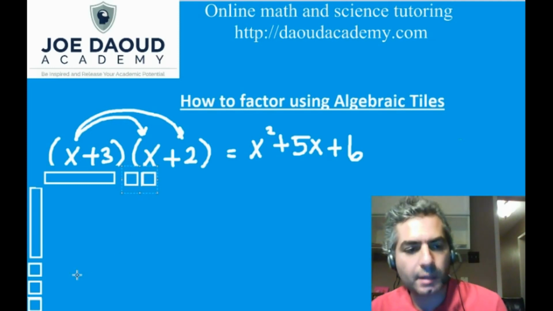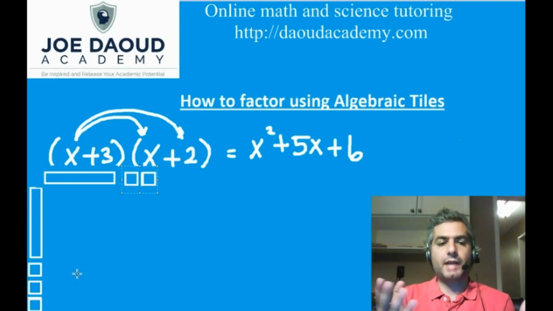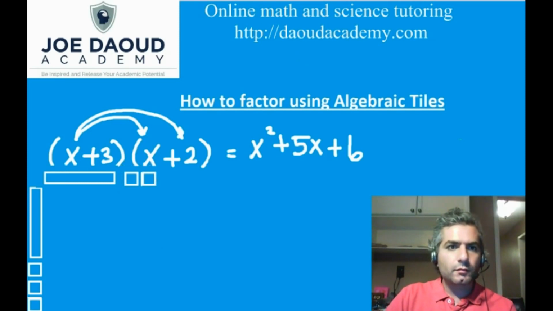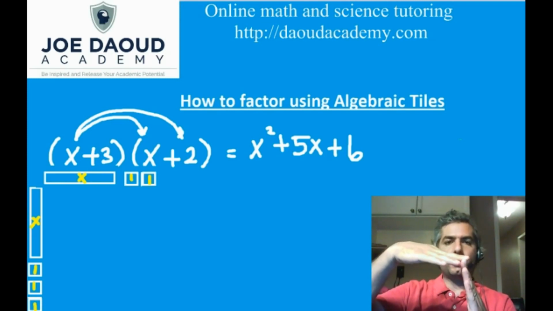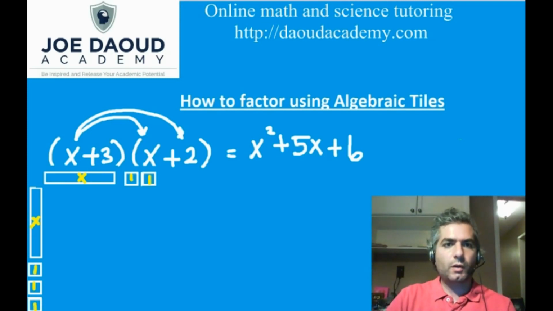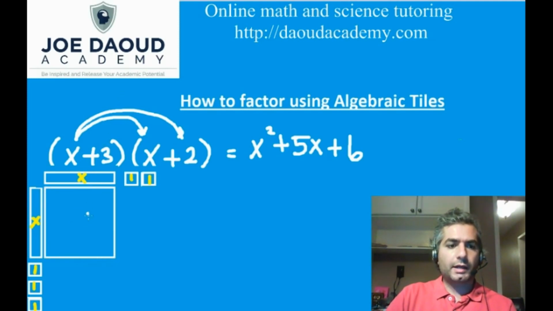Now the next step is that we're going to multiply these blocks as if they were variables. So let me just rewrite this here. This is x, that's x. That's 1, 1. Each block represents 1 unit, and that has 3. So the first x times x gives us the area of a square. So x times x gives us x squared. Let's put that here, and I'm going to write x squared.